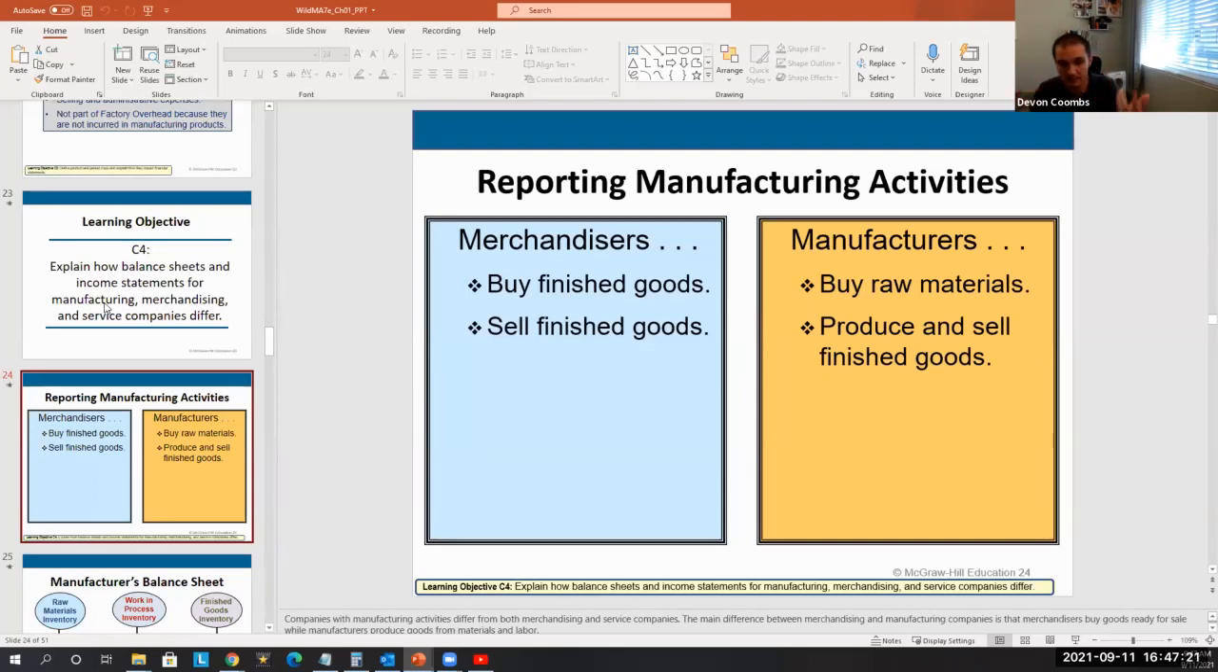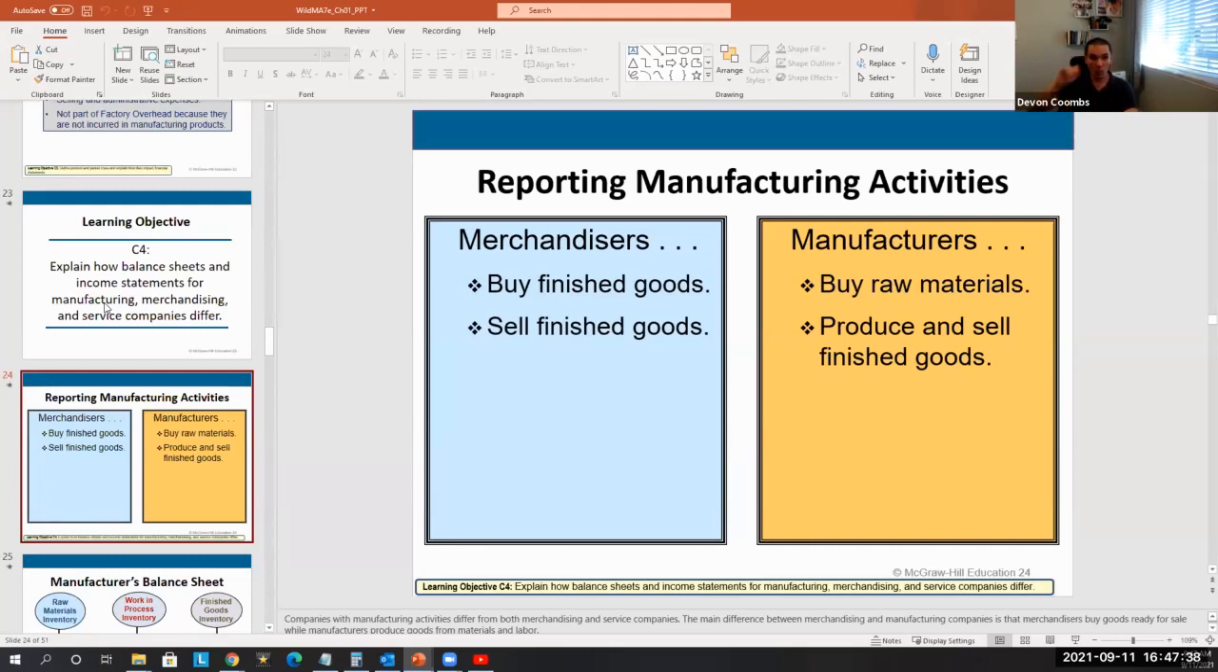So there's two types of businesses here that we need to talk about: merchandisers and manufacturers. We're going to be going a lot into manufacturing in this class because it's more complex. In financial accounting, we talked a lot about merchandisers. So what is the difference?